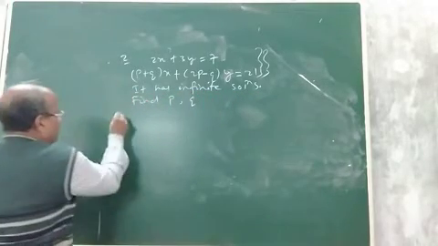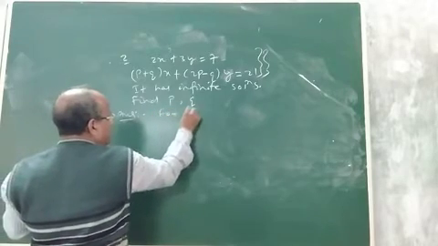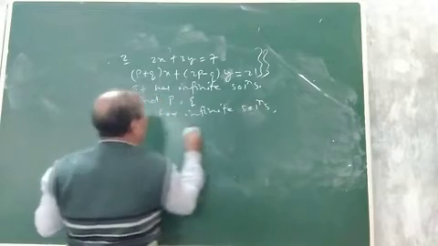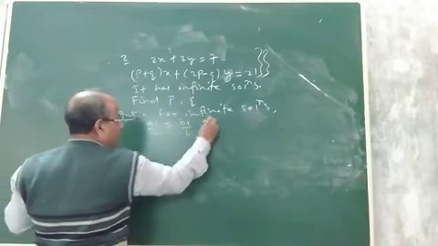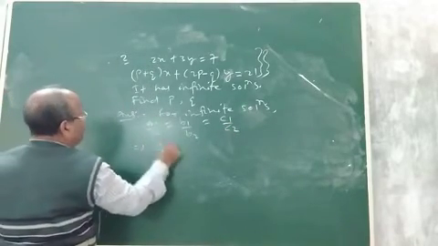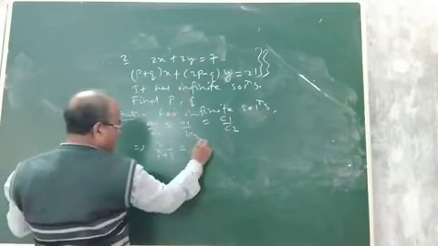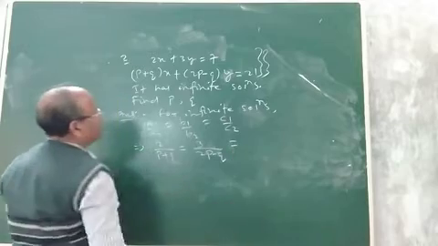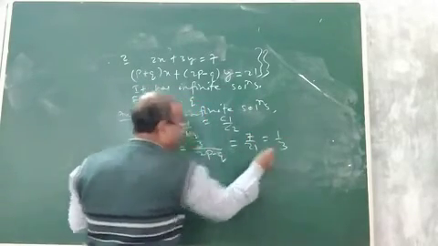For infinite solutions, what is the condition? Let us apply a1 by a2 equal to b1 by b2 equal to c1 by c2. Now see, what is the value of a1? It is 2. a2 is p plus q. b1 is 3, and b2 is 2p minus q. c1 by c2 is 7 by 21, it is 1 by 3.